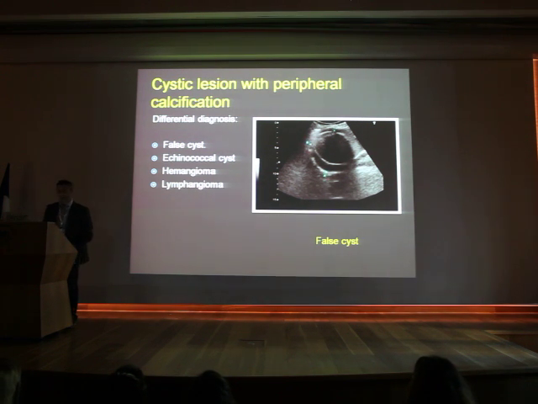You can see over here that cysts, as I mentioned earlier, are usually false cysts. This is a picture of a false cyst on an ultrasound. You can see the echogenic rim, which is calcification of the cyst around it. And it could present exactly as an echinococcal cyst. It can present as a hemangioma. We mentioned earlier that they could be calcified in the walls. And even the lymphangioma can present with wall calcification of a cystic lesion.